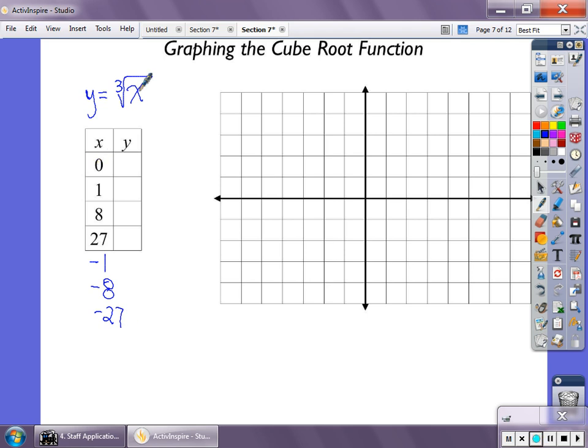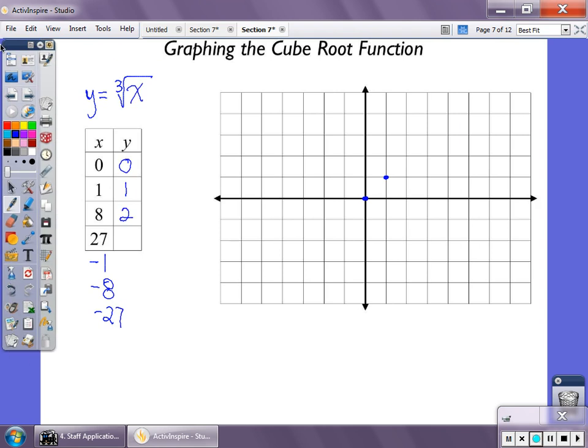So if I substitute 0 here, the cube root of 0 is 0, because 0 times 0 times 0 is 0. So I put a point at (0, 0). Substitute 1, the cube root of 1 is 1. So at (1, 1), we have a point. Substitute 8, the cube root of 8 is 2. So 1, 2, 3, 4, 5, 6, 7, 8. Let me move this guy over here. 1, 2, 3, 4, 5, 6, 7, 8, 1, 2.